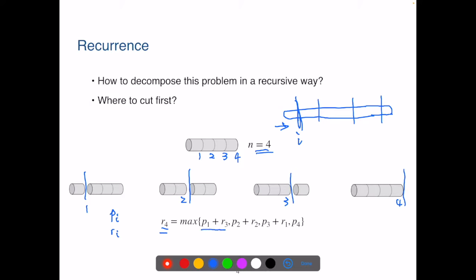P1 plus R3 corresponds to when the first cut is at position 1. The second subproblem is P2 plus R2. This corresponds to when the first cut is at position 2, and so on. Once this is clear, we can generalize this recurrence relation to a rod of total length n. Please pause the video and make sure that this is clear to you.